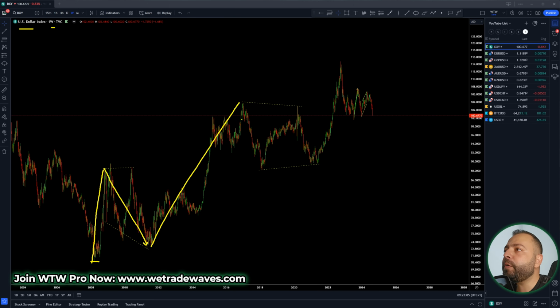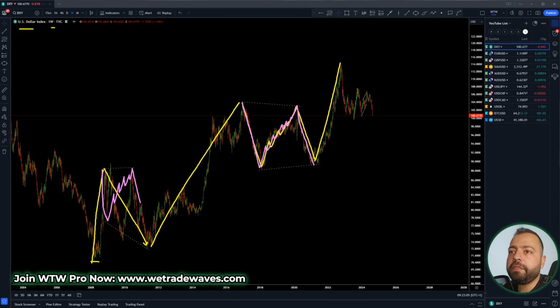After this up wave, we've got a contracting flat. As you can see, we have a drop, corrective structure, and drop. After this drop, we've got this up wave. What I want you to focus on is this drop, corrective structure, drop. And here we have a drop, corrective structure, and then a drop.